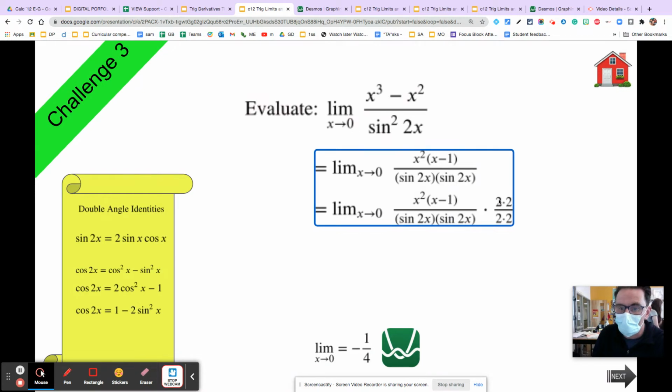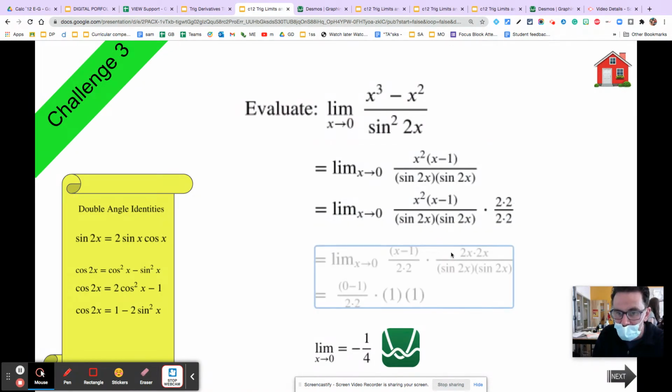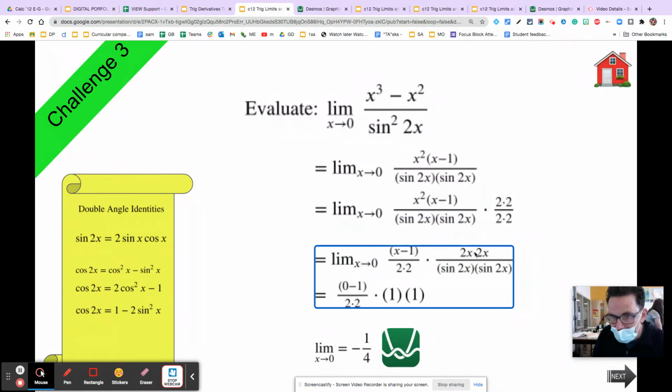We're going to multiply top and bottom by 2 and 2, because notice we already have the x squared there. When we do that, I'm just going to rearrange this. So I'm going to have the x squared combined with these two for 2x over sine 2x, sine 2x. As x goes to 0, cancel. Now as x goes to 0, I'm going to have 1 over 4, which is -4.